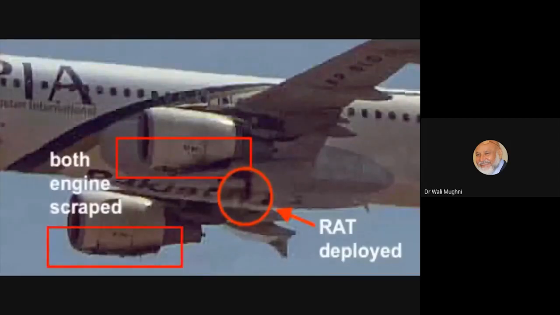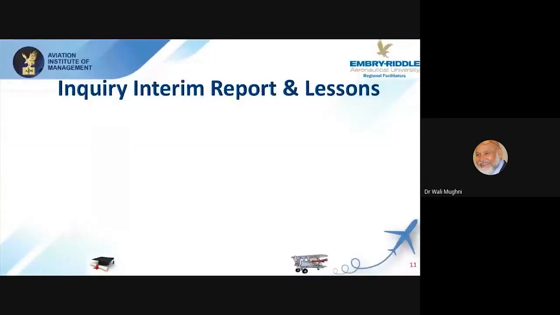Okay, this picture, as you can see, gives you some idea of how the engines got scraped. You can also see the RAT, not very clear over here, but in some pictures it is visible that it is deployed. So this was about this. The interim report and the lessons of this very sad incident that took place is something like this.